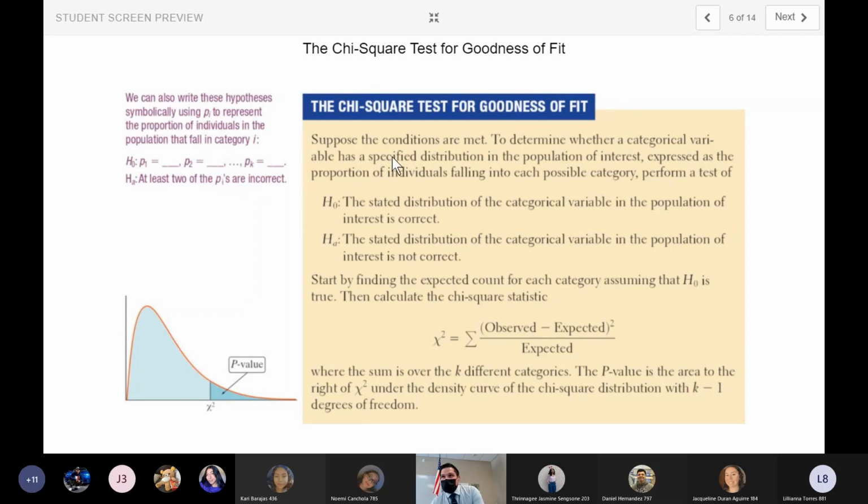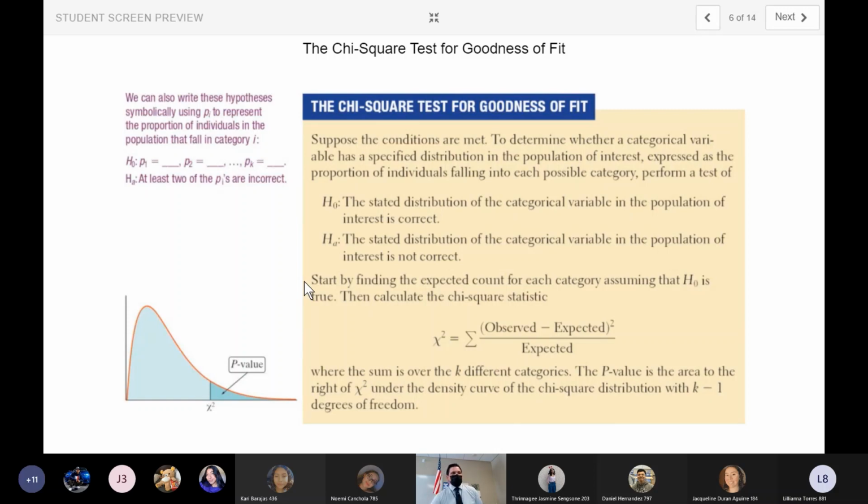So there's that. We're going to start by finding the expected count for each category, assuming that the null hypothesis is true. Then calculate the chi-square statistic. Chi-squared equals the sum of the observed minus expected, squared, divided by expected, where the sum is over the k different categories. The p-value is the area to the right of chi-squared under the density curve of the chi-square distribution with k minus 1 degrees of freedom.